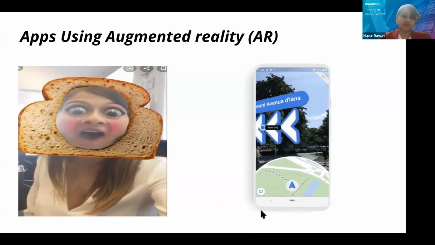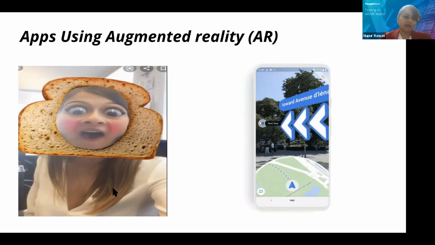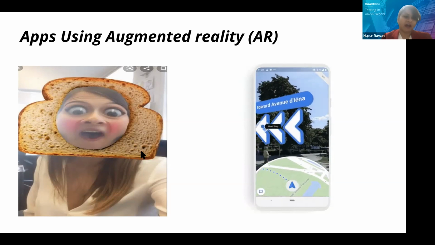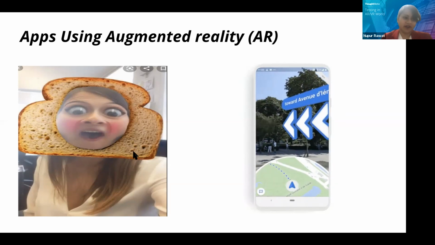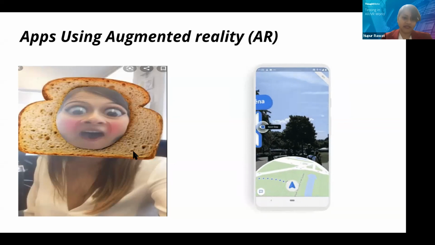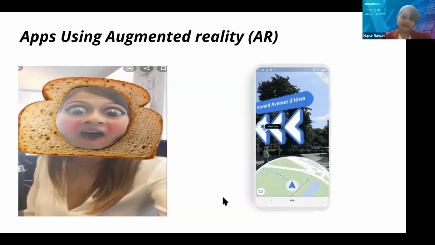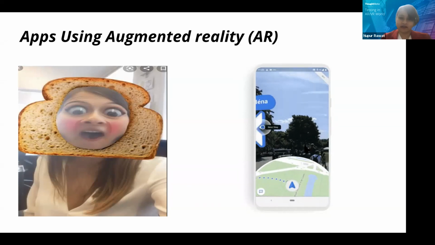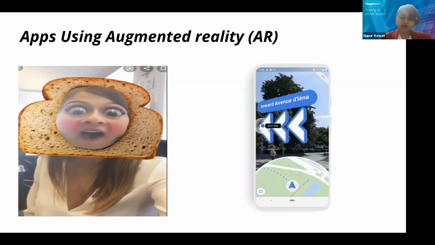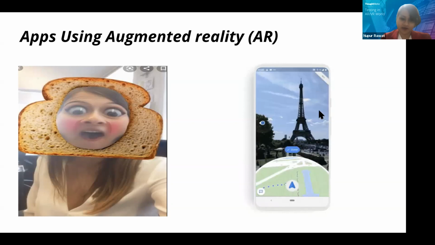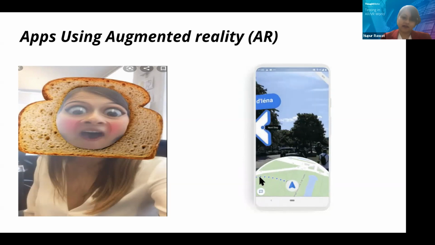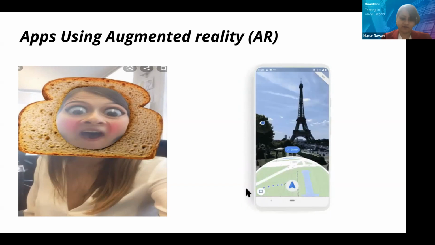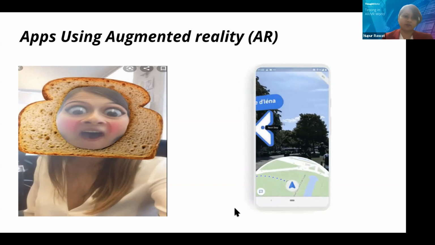So this is a Snapchat filter here, and you can see this lady is using this bread filter, and she is all real. Only the bread filter here is a kind of virtual object. Then this is an example of Google Maps, where you can see that you are seeing the real world, but the arrows here are the virtual objects that have been embedded in your real world, so that it becomes easier for the user to navigate which is the right direction to travel.